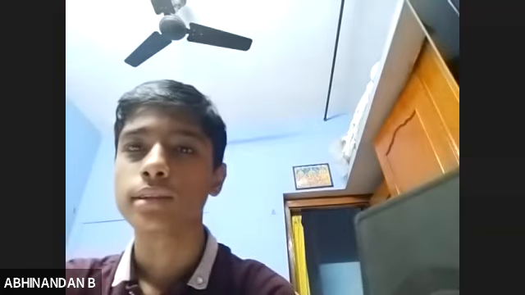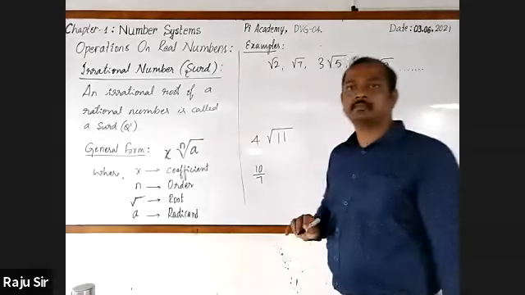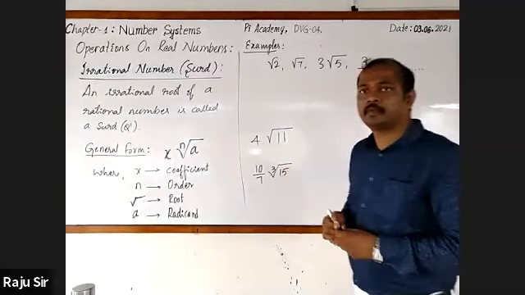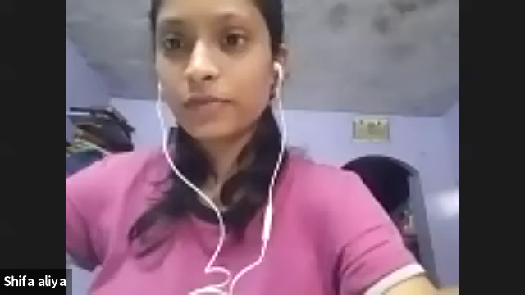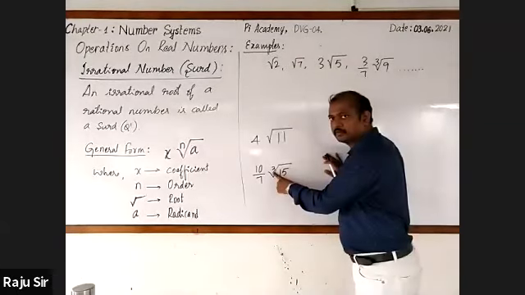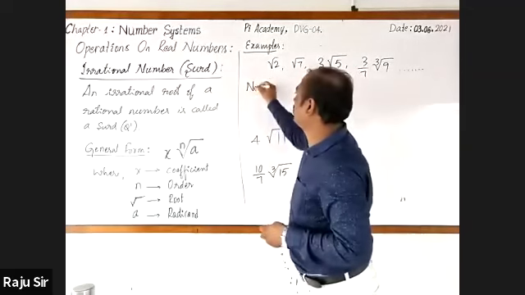I give you one more example. Look at it. 10 by 7 cube root of 15. What do you call 10 by 7? Coefficient. What is the order? 3. And the radicand is 15. Radicand. Okay. Now, in your notes, please go on copying this.